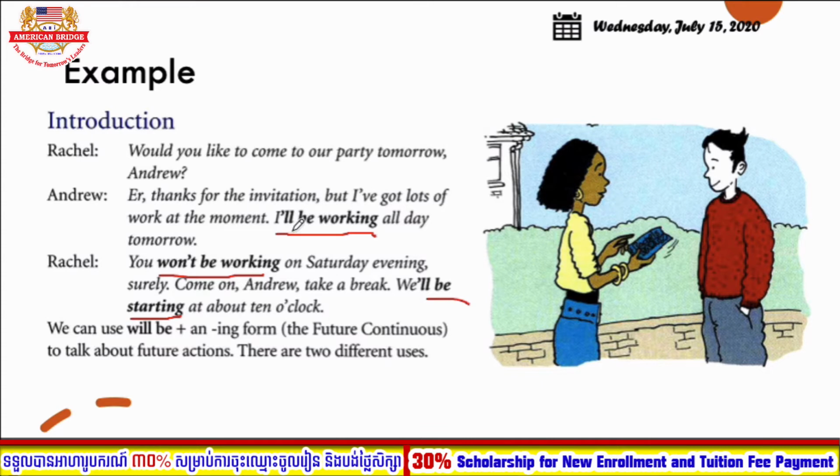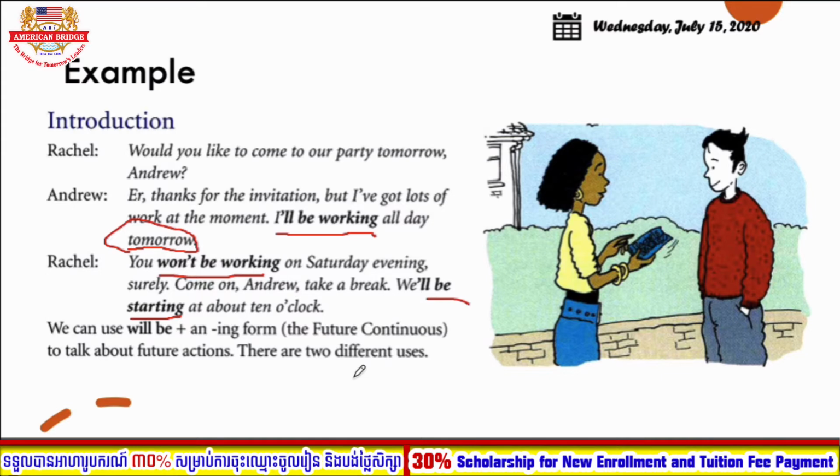So the first one, I'll be working all day tomorrow, which is used to indicate this action happens tomorrow, which is the nature of the future form. However, be working means future continuous, and we will look at the usage of why they use it. What is the difference between will work and will be working? All of these are examples of the future continuous used in this conversation.